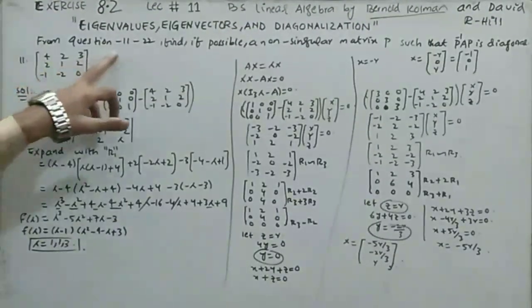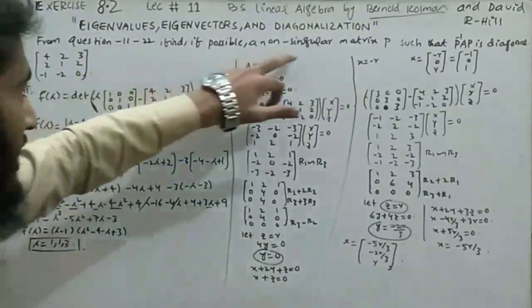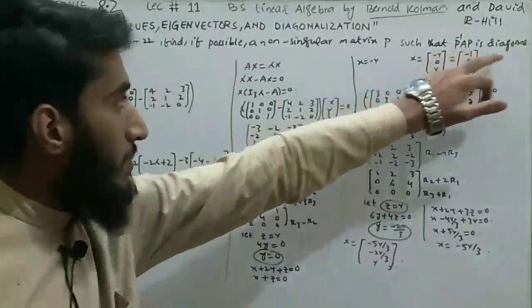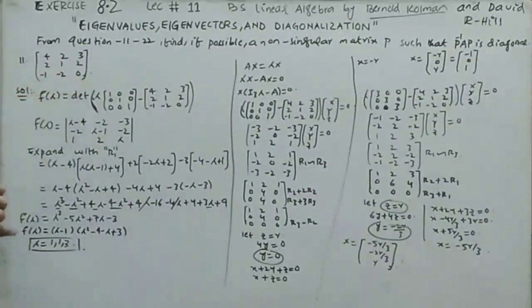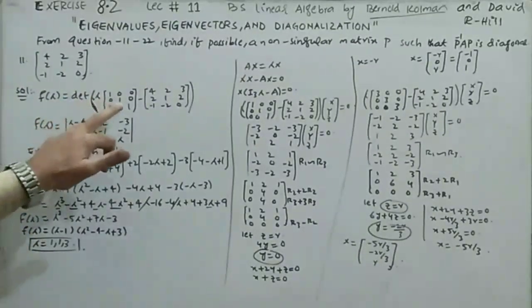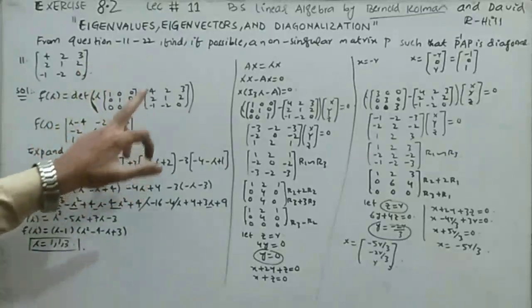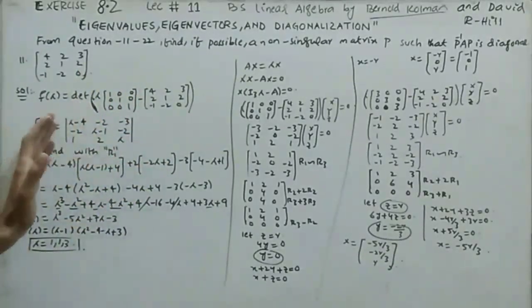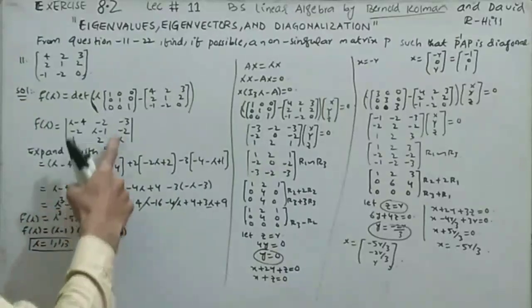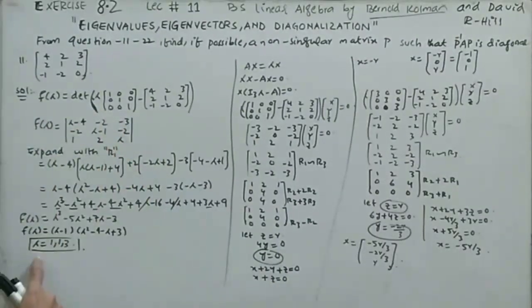Now from question number 11 to 22, find a possible non-singular matrix P such that P inverse A P is diagonal. Move toward question 11: the matrix 4, 2, 3, 2, 1, 2, minus 1, minus 2, 0 is given. We use the characteristic polynomial definition, f of lambda equal to the determinant of lambda times identity matrix minus the given matrix. By simplification it gives us this matrix, and now we take the determinant, expanding along R1. It gives f of lambda equal to lambda minus 1 times lambda square minus 4 lambda plus 3. From here we get three values: 1, 1, 3.